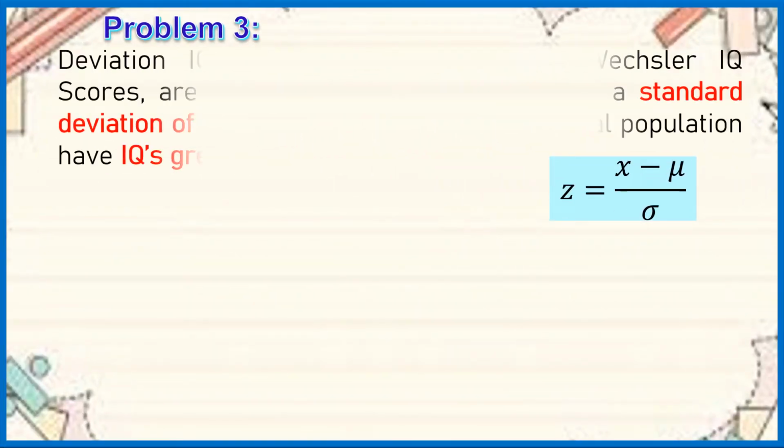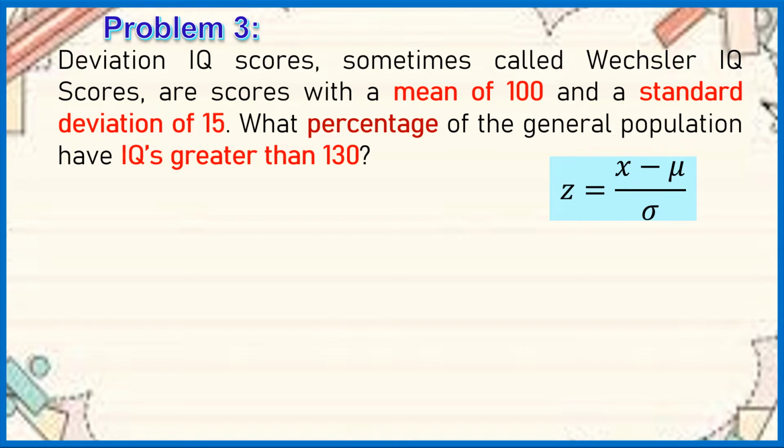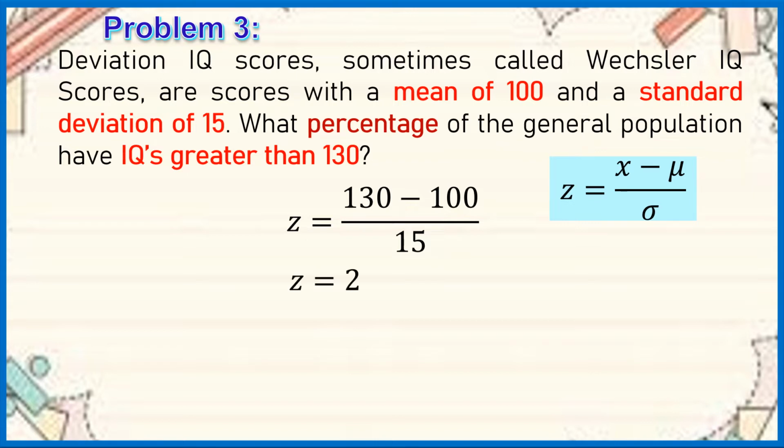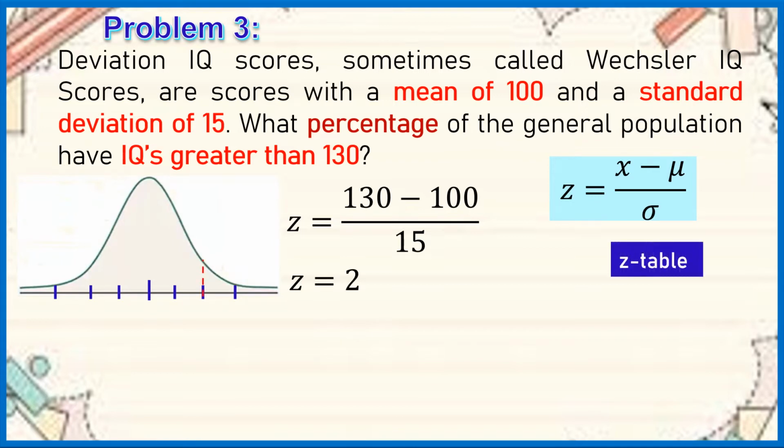Now let us have problem number 3. Deviation IQ scores, sometimes called Wechsler IQ scores, are scores with a mean of 100 and a standard deviation of 15. What percentage of the general population have IQs greater than 130? Using the formula, we will be getting 130 minus 100 over 15. Using the calculator, it would be equal to 2. Then, using the normal curve, z is equal to 2.